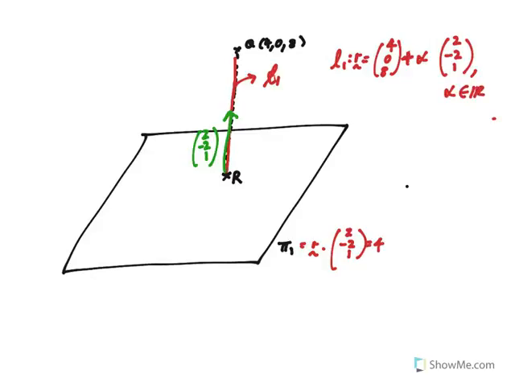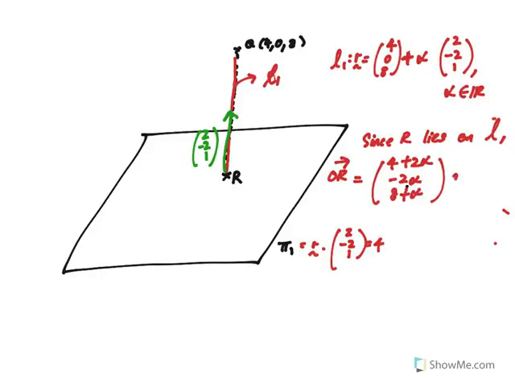Alright, next, since R lies on the line, we can say that OR satisfies the equation of the line and can take its form. So OR is equal to (4 + 2 alpha, -2 alpha, 8 + alpha) for some real alpha. Since OR lies on the line, it can take the form of the equation of the line.